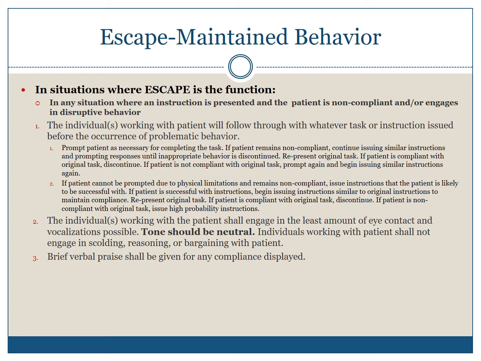Now, if you have a patient that can't be prompted due to physical limitations, but they're still non-compliant, issue other instructions that the patient is likely to be successful with. If the patient is successful with instructions, begin issuing instructions similar to the original instructions to maintain compliance, then represent the original task. If the patient is compliant with the original task, you can discontinue. If the patient is not compliant with the original task, issue high probability instructions, and repeat.